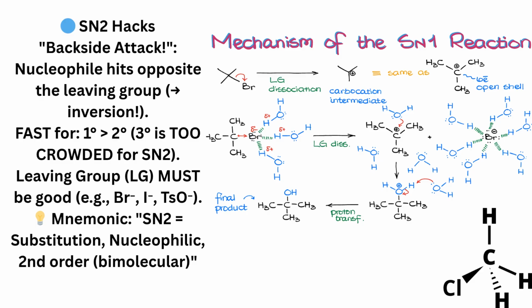And it will be fast for the primary carbon, then the secondary carbon, as the tertiary carbon is too crowded for SN2, so it will not take place for tertiary. And the leaving group must be a good leaving group, for example, bromine, iodine, etc. Tip to remember SN2 reaction: substitution nucleophilic second order, that is, it will be bimolecular.